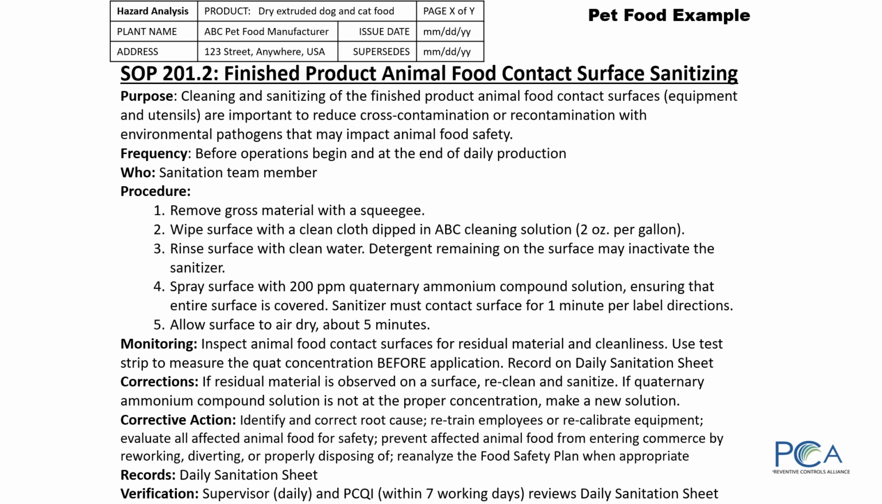What does it look like to monitor this preventive control? Number 1, I'm going to inspect animal food contact surfaces for residual material and cleanliness. Number 2, use test strips to measure the quat concentration before application. So I have some parameters that I'm working with there. Number 1, I'm going to inspect for any residual material. And number 2, I'm going to measure that quat concentration to make sure it's adequate, not too much, not too little, before I actually use it. And then I have a procedure to record that on the daily sanitation sheet, so I'm making my monitoring records.